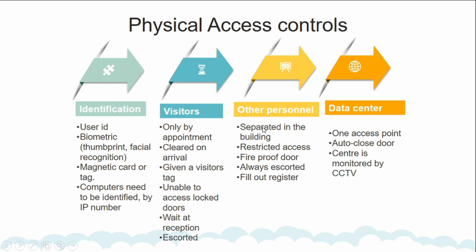So the first thing is, we want to know that other personnel should be either in a separate building or in a separate department from the IT department. So they should not sit in the same place. The IT department should be locked away from the rest of the entity. Okay, so it needs to be in a separate department or, if possible, in a separate building. Other staff members should only be given restricted access to the places that they need to go. If they are entering into the IT department, then we must always escort them. Someone from the IT department should always escort them, and they should be required to fill in their details and the reason for their visit. So they need to fill in a register before they visit the IT department.